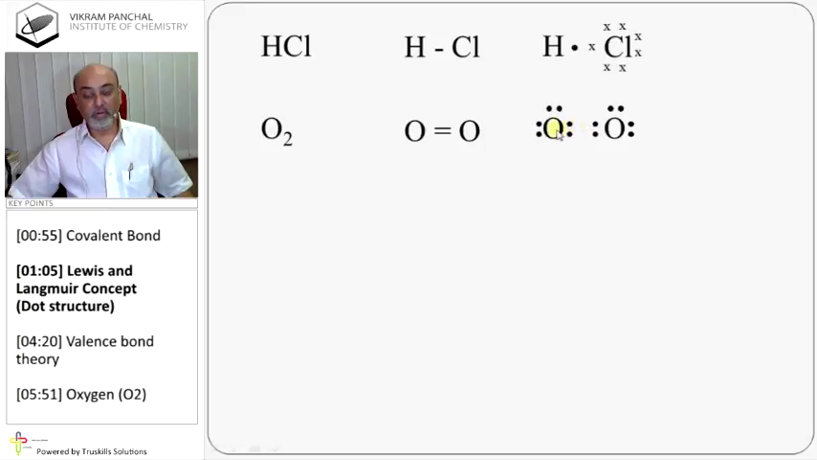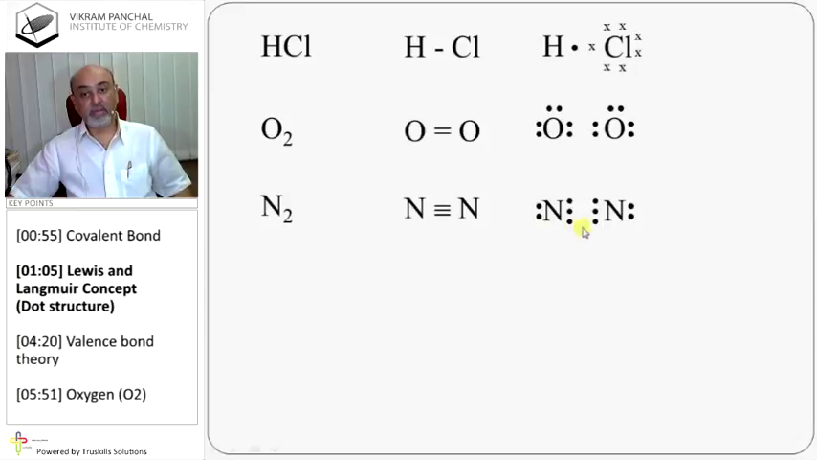When there is double bond, each atom provides 2 electrons for sharing, and therefore total 4 electrons are shared, and each oxygen has 2 lone pair of electrons. Nitrogen has triple bond, so that can be shown this way. You have to put 6 electrons between 2 nitrogen. Each nitrogen provides 3 electrons for sharing, and therefore triple bond appears, and nitrogen has 1 lone pair.